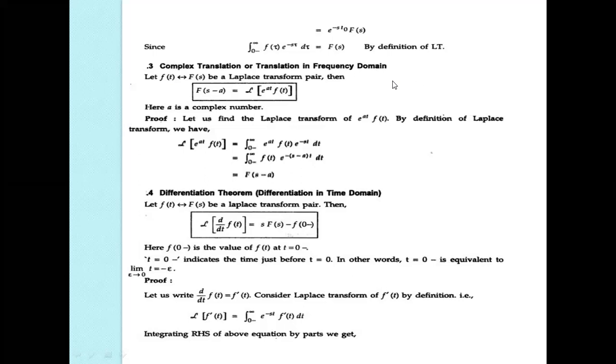Now the third property, frequency domain. Nothing but the frequency shift property, complex translation or translation in frequency domain. Or it is also the frequency shift in the Laplace transformation. What is the frequency shift here? S minus a, with the Laplace transformation of e power at into f of t. E power a into t f of t. Okay, instead of a, here I am taking the a value.